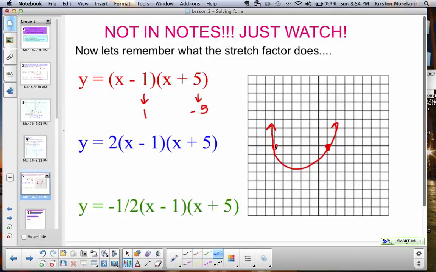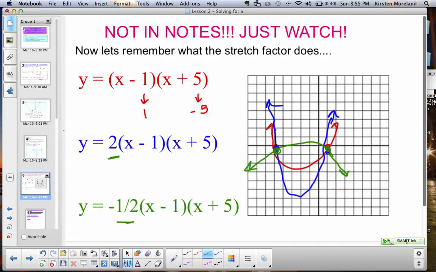All right, so, but then if I look at the next one, it's got the same thing, but remember that 2 in front makes the graph narrower, so it's going to be a lot skinnier. It's going to be stretched. My U's are not happening today, but, and then that last one, remember, a 1/2 in front and negative makes it wider and makes it open down. So all of these graphs have the same roots, but this number in front is really changing the overall shape of it.